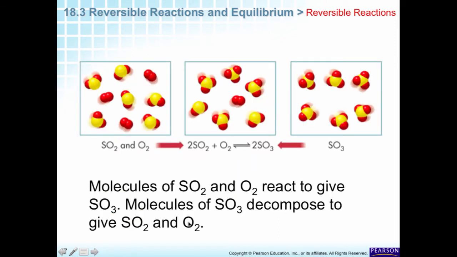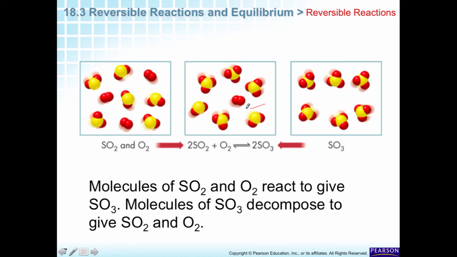Let's look at a picture of this. Here's our SO2 and O2s. Our O2s are the two red atoms, and the SO2s are the red and yellow atoms. When they react, we'll make some SO3s, and we might still have some oxygens left. But then the SO3s can break down into some oxygens and some SO2s. So our equilibrium position would be in the middle.